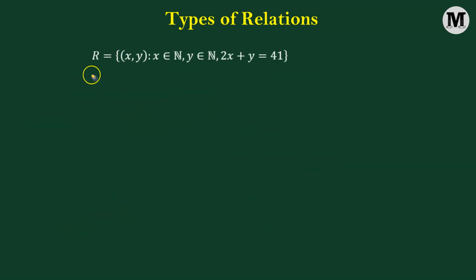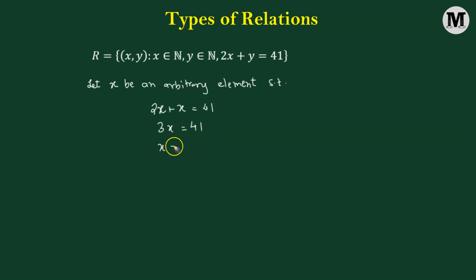Okay, so let's first check for reflexivity. For this, we're going to consider an arbitrary element. Let x be an arbitrary element such that we have the equation 2x + y = 41, but we'll replace the y with x. That gives us 2x + x = 41. So we get 3x = 41, and that gives us x = 41/3. And clearly this is not a natural number, so it does not belong to the set of natural numbers, which means that we can say that R is not reflexive.